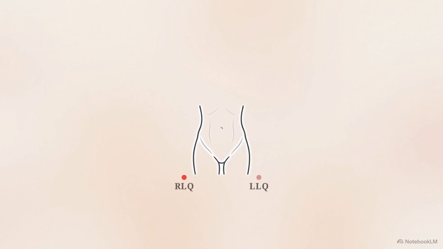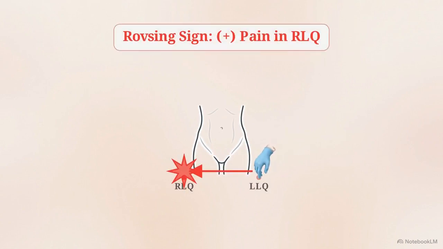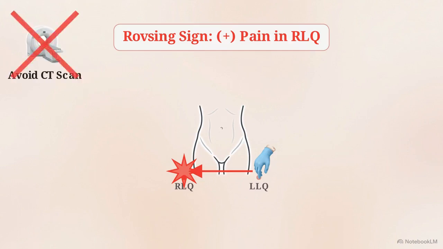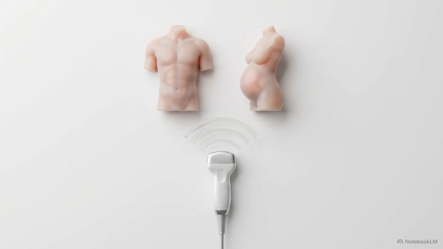If a pediatric patient has right lower quadrant pain triggered by palpating the left lower quadrant, a positive Rovsing sign, avoid the radiation of a CT scan. For children and pregnant women, ultrasound is the required diagnostic tool.